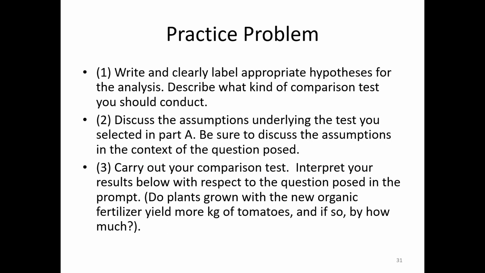So what I want you to do is write and clearly label appropriate hypotheses for the analysis. Describe what kind of comparison test you should conduct. 2, discuss the assumptions underlying the test you selected in Part A. Be sure to discuss the assumptions in the context of the question posed. And 3, carry out your comparison test. Interpret your results with respect to the question posed in the prompt. Do plants grown with the new organic fertilizer yield more kilograms of tomatoes, and if so, by how much? So you might want to take a screenshot there. That's what you're answering. And then now I will go back to the problem.